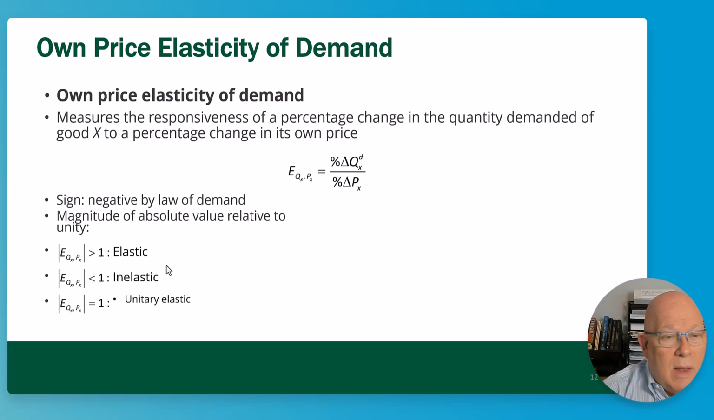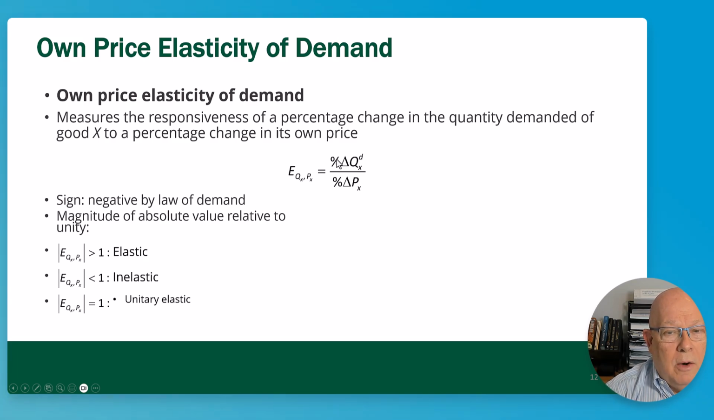So we can measure elasticity between lots of different variables. The first and probably the most important is calculating a product's own price elasticity. What that means is the relationship between the price of a product and the demand for that same product. We call that the own price elasticity of demand. So what we want to know is the elasticity of the quantity demanded relative to the price.